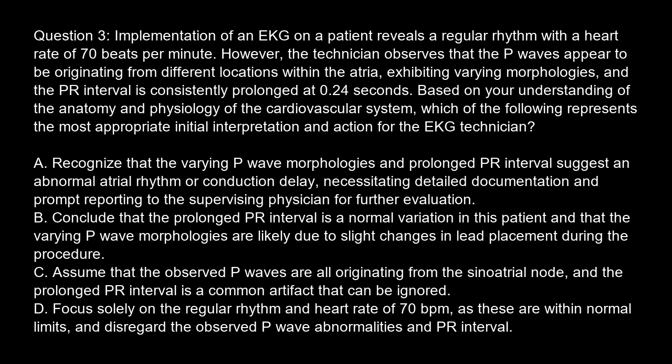Option C. Assume that the observed P waves are all originating from the sinoatrial node, and the prolonged PR interval is a common artifact that can be ignored. Option D. Focus solely on the regular rhythm and heart rate of 70 BPM, as these are within normal limits, and disregard the observed P wave abnormalities and PR interval.